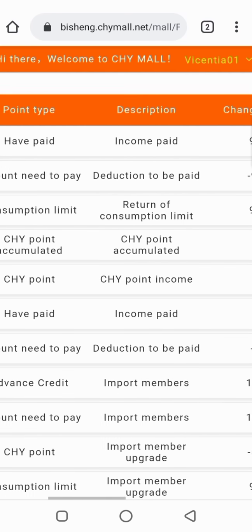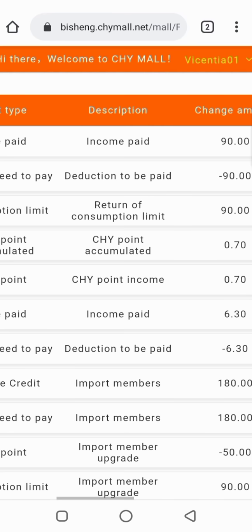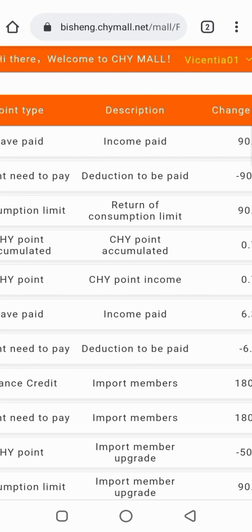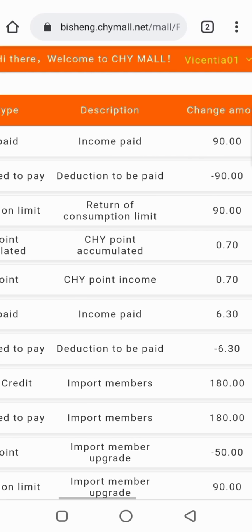CHY points accumulated, don't worry much about that. That's the total amount of points being accumulated, being added up. So you can see it here. Now remember that some people were complaining that when the account was credited, their trading capital wasn't part.